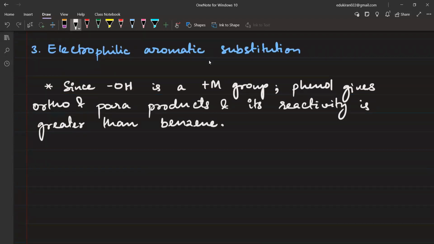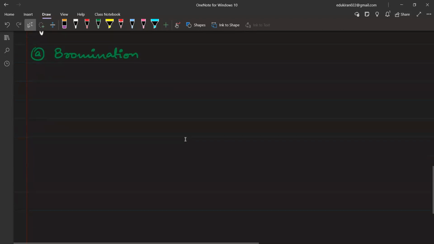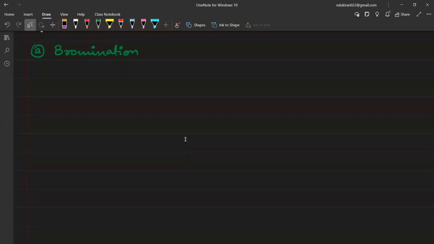So for both of them, the reason is same, plus M group, electron donating group. And it is also electron donating through resonance. That is why it is going to give you ortho and para product. Now, first reaction that we are going to look in this case is bromination, number A. Now, in bromination, we use two different solvents, and it gives you two different products on different solvents because OH is so highly activating. Activating means its reactivity increases so much that in the presence of water, it gives tri-substituted product.